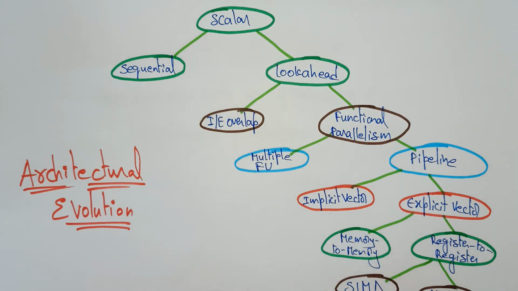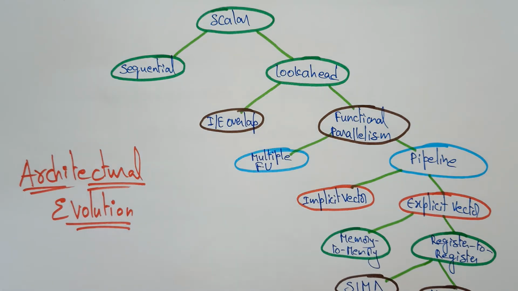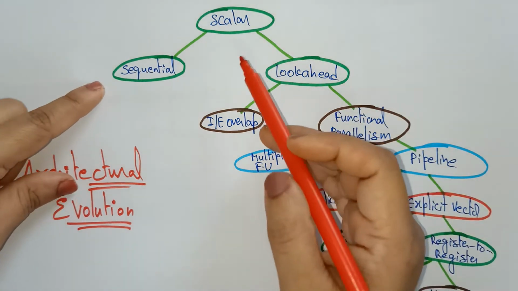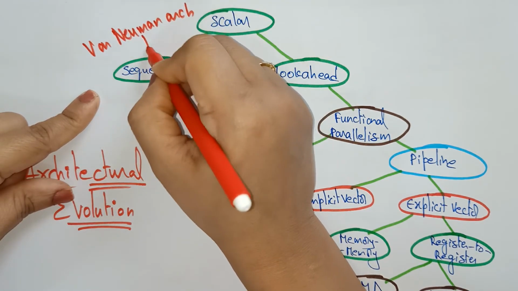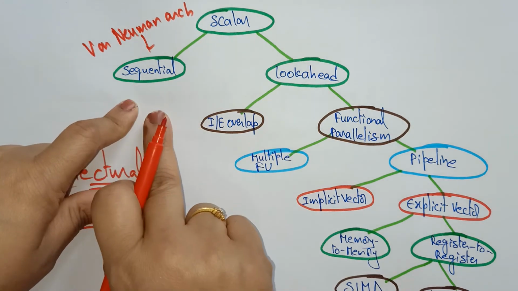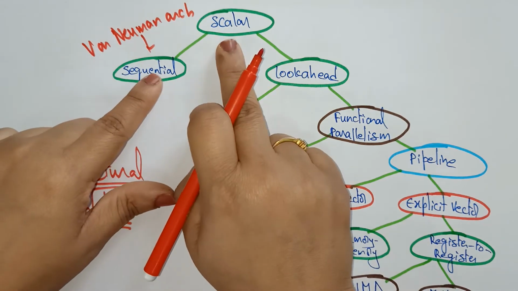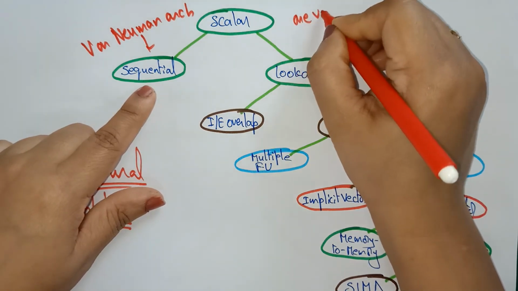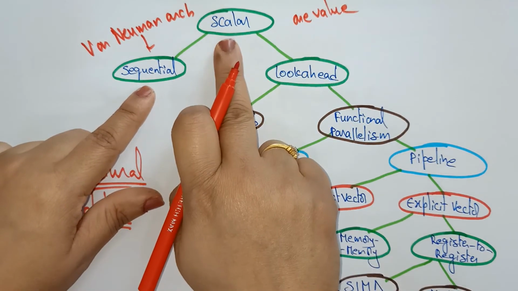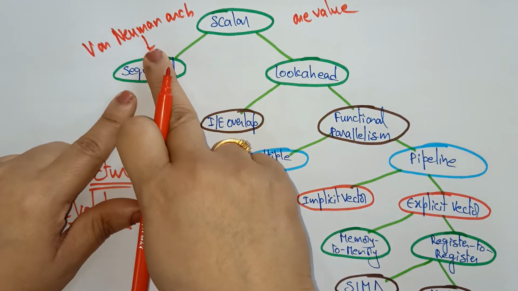So the evolution of computer architecture. First is a scalar. I already said the evolution started with the von Neumann architecture, which is built as a sequential machine executing scalar data. Scalar data is nothing but a variable that holds only one value at a time. So this scalar data is represented as a sequential machine, that is, the von Neumann architecture.